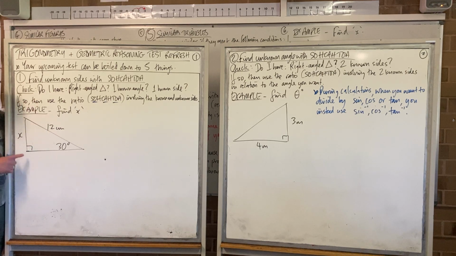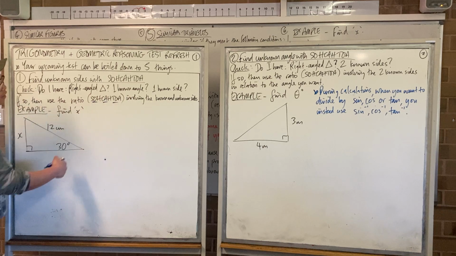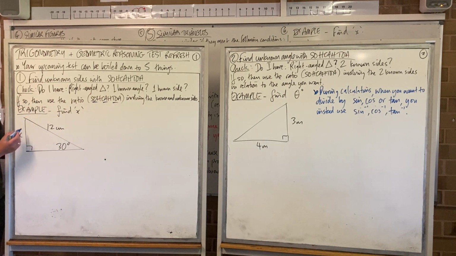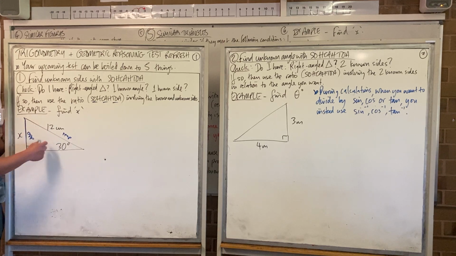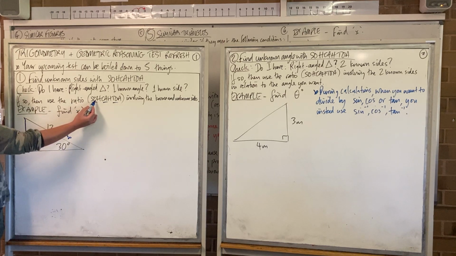So do your 3 checks. Is this a right angle triangle? Yes. Do I have one known angle? Yes. Do I have one known side? The hypotenuse. So now, if so, then use the ratio SOHCAHTOA that involves the known and unknown sides. So I have the angle here. What is this side in relation to the angle? Is it opposite? What's this? Hypotenuse. So which of the ratios involves opposite and hypotenuse? Because it's O and H.